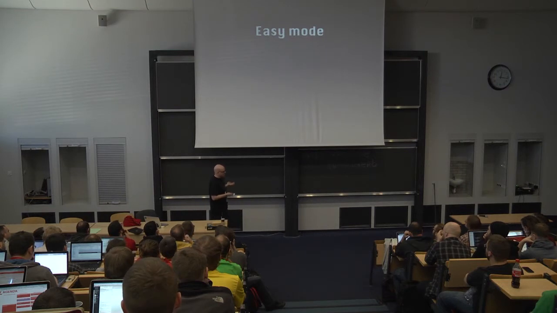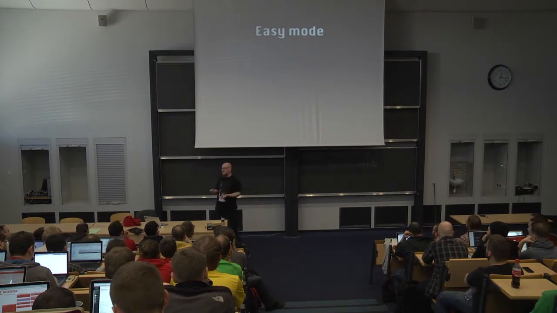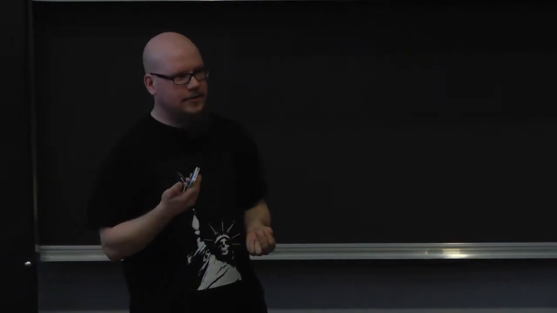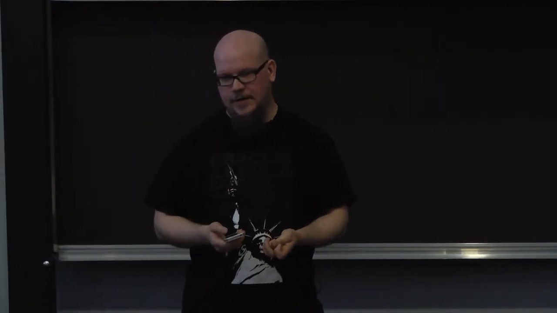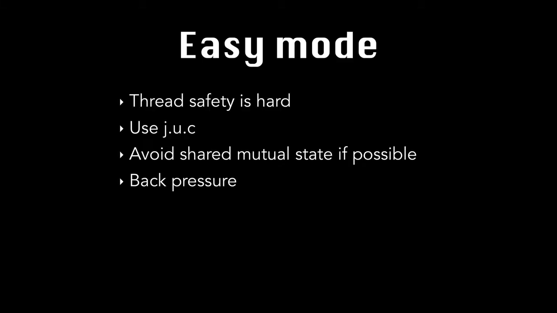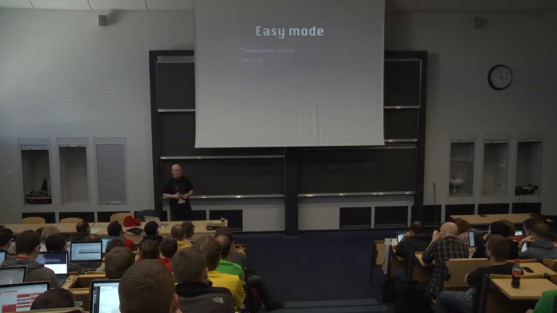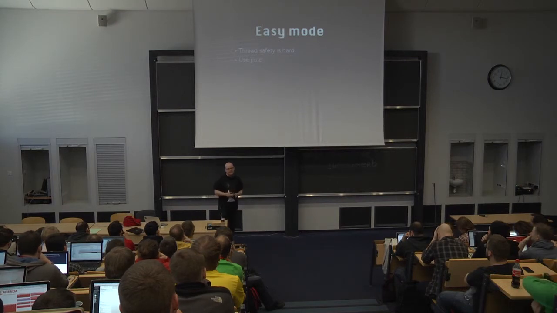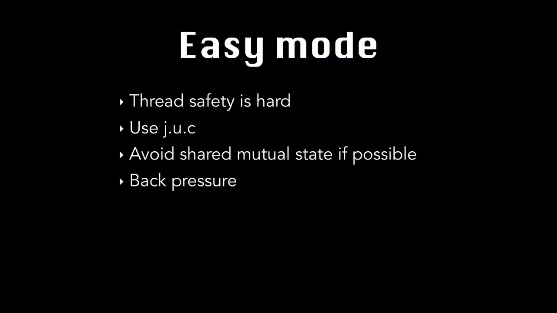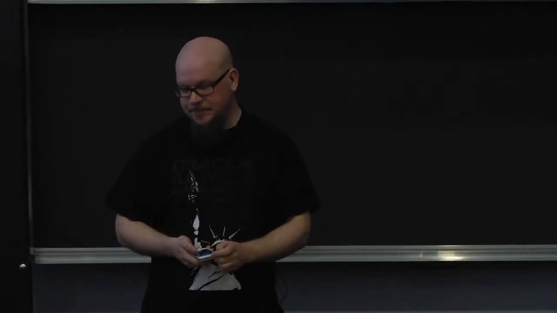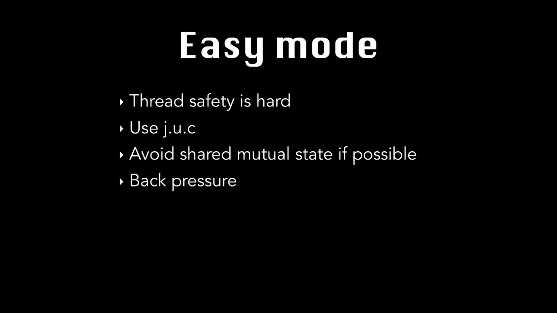But basically, to sum it up, the easy way of doing multi-threading in JRuby is to really realize that thread safety is hard. Realize that clever people have already thought about these things and just use Java Util Concurrent. Avoid shared mutable state if possible, and think about back pressure.